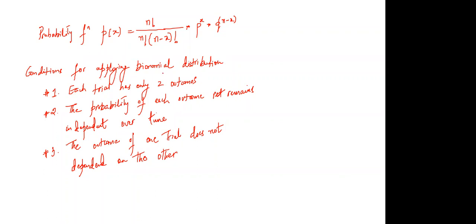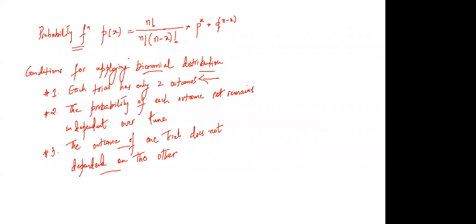You have to keep a few things in mind when you're applying a binomial distribution. One is that each trial has only two outcomes. The probability of each outcome remains independent over time, right? So जैसे अगर आप coin toss कर रहे हैं पहला, तो दूसरा जो coin toss है, that will be independent of the first one. The result of the second coin toss will not affect the first, or the first will not affect second. Okay. So this is also written as the third point. The outcome of one trial does not depend on another.